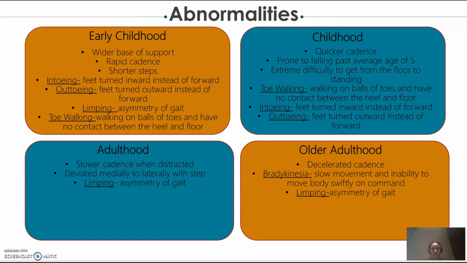There are also several abnormalities that a person could have. During early childhood, kids tend to have wider base of support, rapid cadence, and shorter steps. This is all because they're not very well developed, they're still trying to get used to their legs. And the 4 common abnormalities they also have are in-toeing, which means the feet turn inward instead of forward, out-toeing, which means the feet are turned outward instead of forward, and limping, which is asymmetry of gait. They also can experience toe walking, which means walking on the balls of the toes with no contact between the heel and the floor. This increases instability.